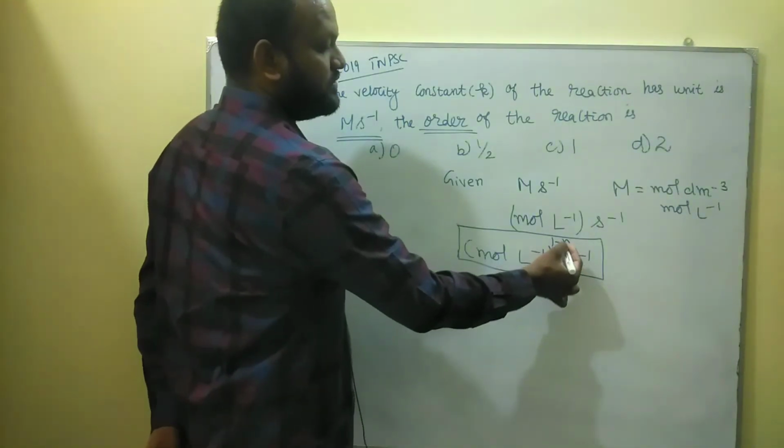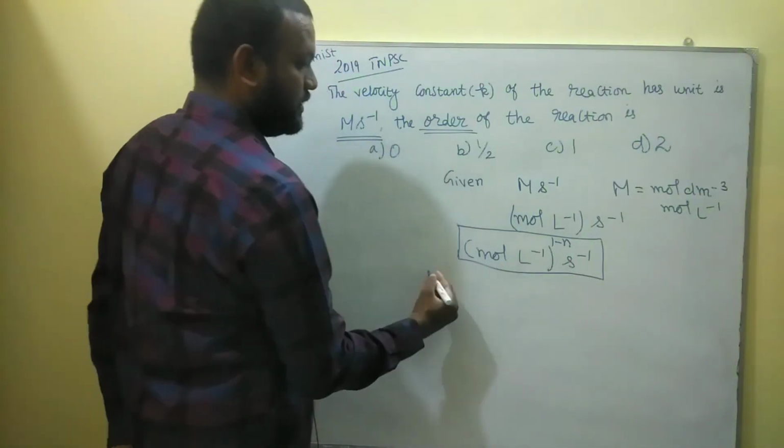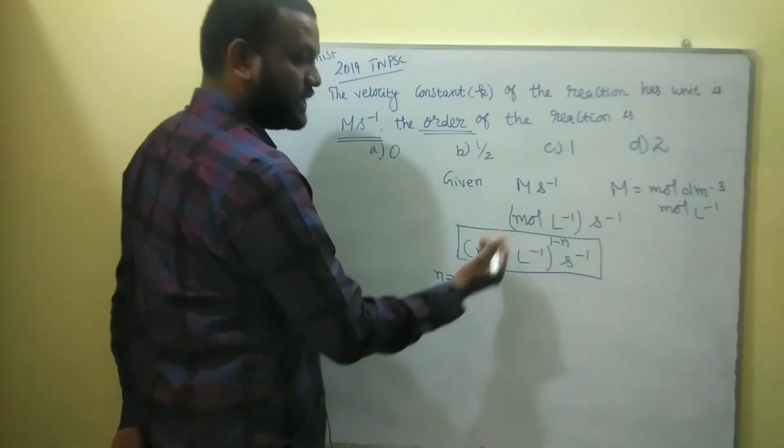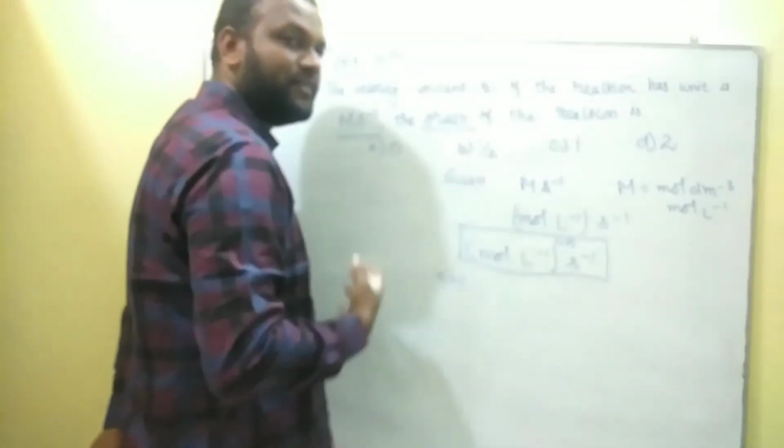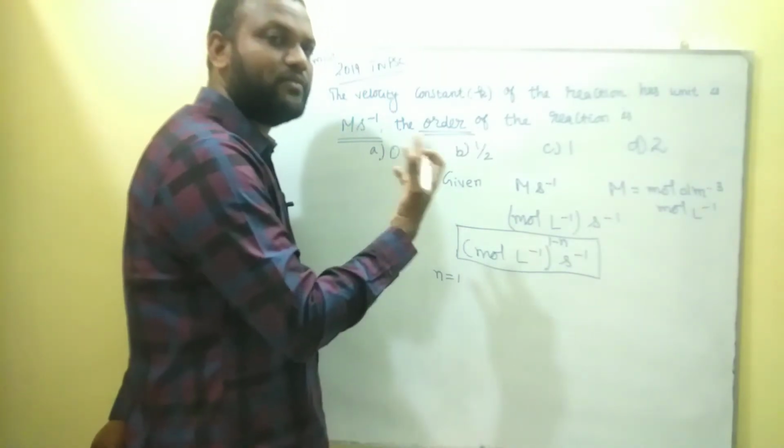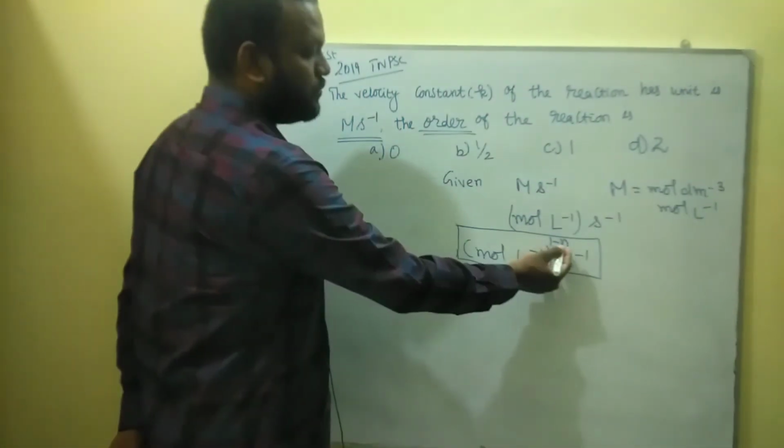First you put n is equal to 0. We have to apply 1 by 1. So n is equal to 1: per second means simply it is a first order reaction, which is very easily found. Here they give M per s.